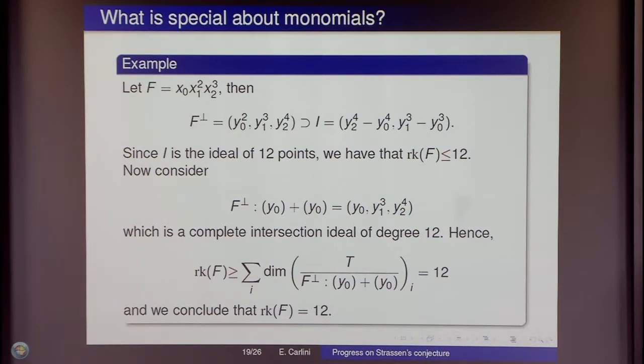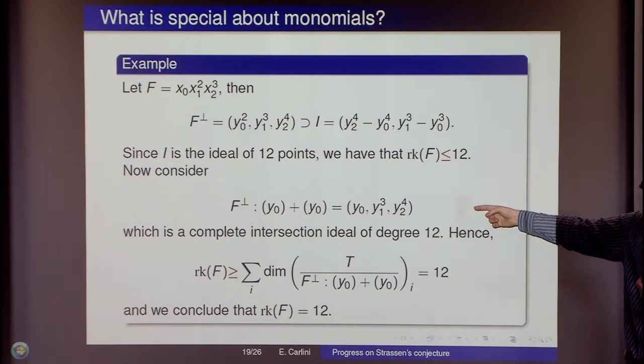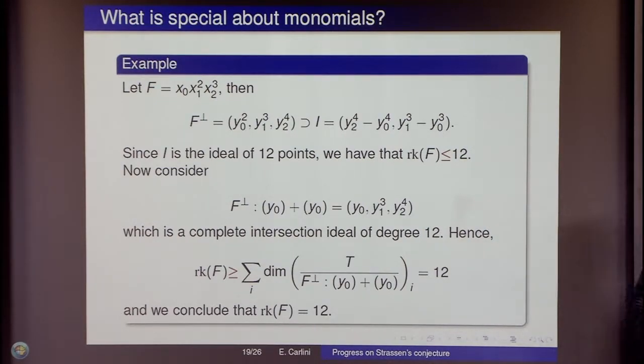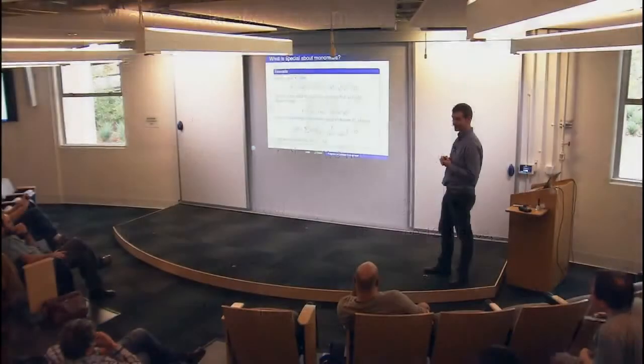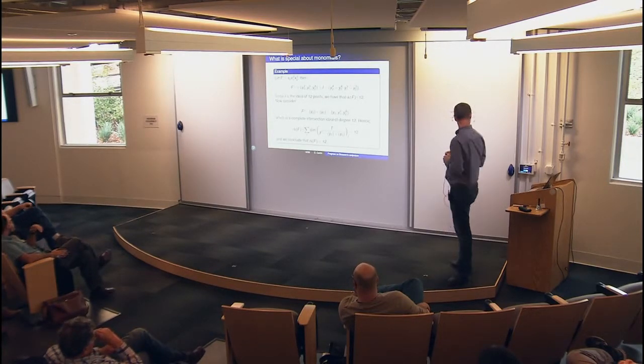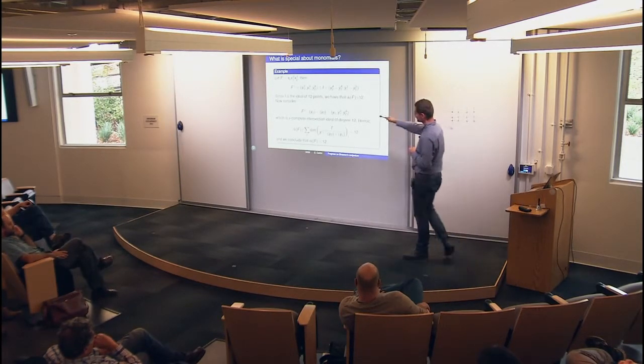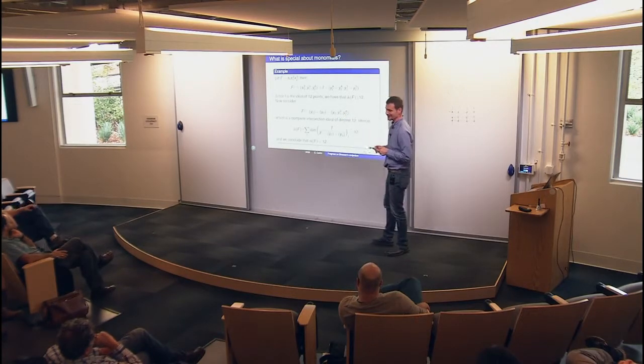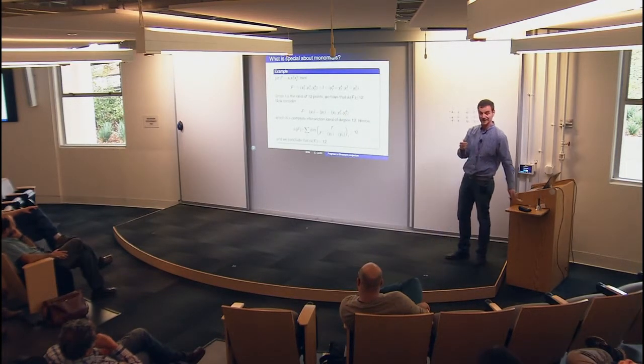I don't understand the notation. Yeah, tell me. Y0 plus Y0 equals... It's F perp colon y0, plus an ideal. Yeah, the parenthesis is missing. Well, it's missing, but I don't think it's really necessary here, but I can write it here if you want. Okay, I got it now. That's a good question.